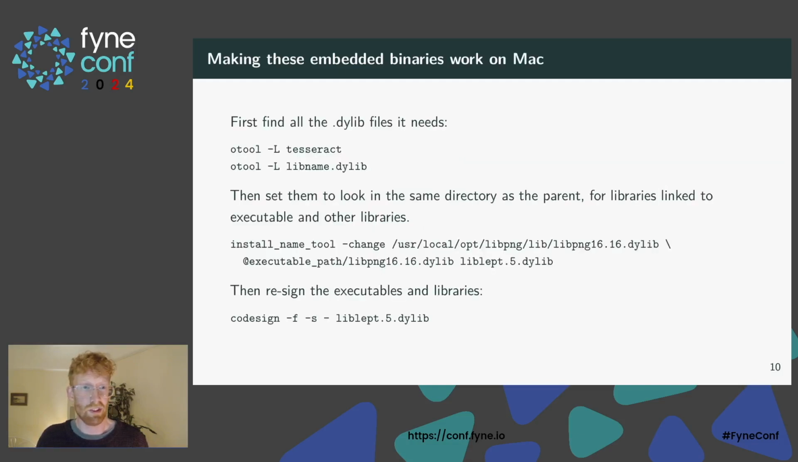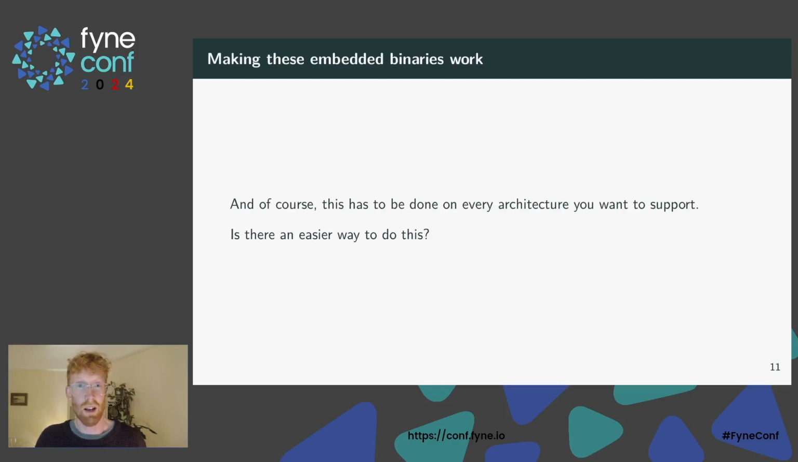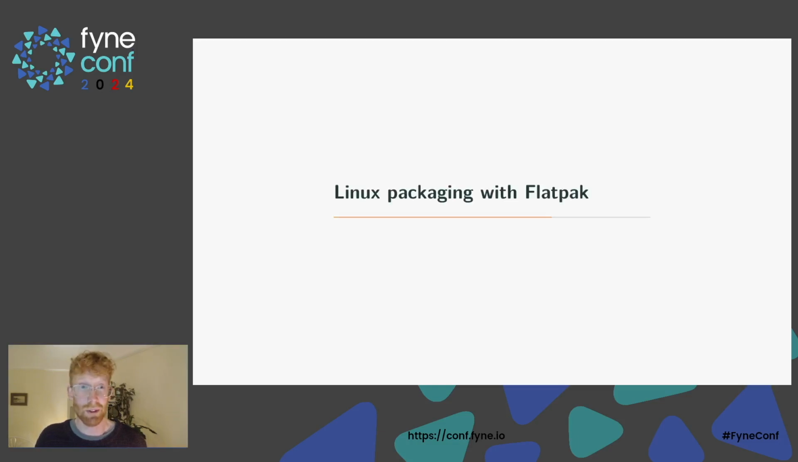This is the procedure. Essentially, you need to find all the dynamic libraries it uses. So you need to run otool -L on the executable and on all of the libraries and on any libraries they reference and so on. And then use the install_name_tool to change the path they're looking for to one with this @executable_path, and then re-sign those executables and libraries, and then it'll work. And obviously you need to do that for ARM and Intel if you're doing both of those. Maybe there's an easy way, let me know if so.